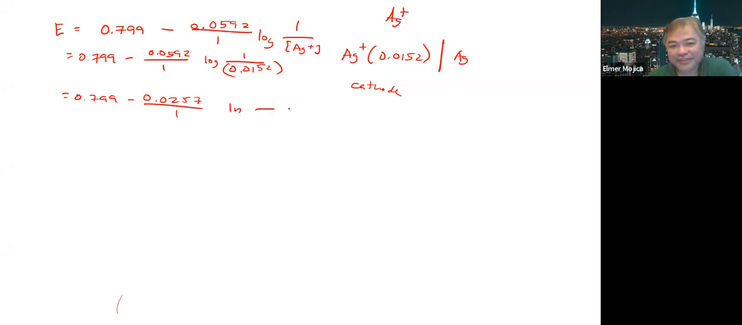you use ln, di ba? Tandaan niyo pa to? Anong equation to? You still remember what equation is this? Walter Nernst's equation. So what's the answer here? 0.691.